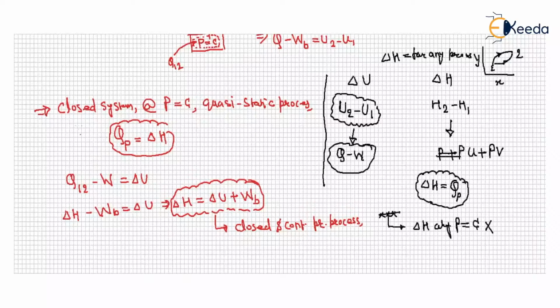So all of these have two limitations. Number one, what is the internal energy limitation? Stationary system. Number two, no mass transfer. Only heat and work.